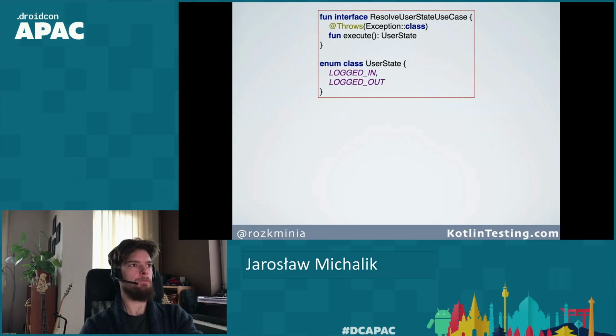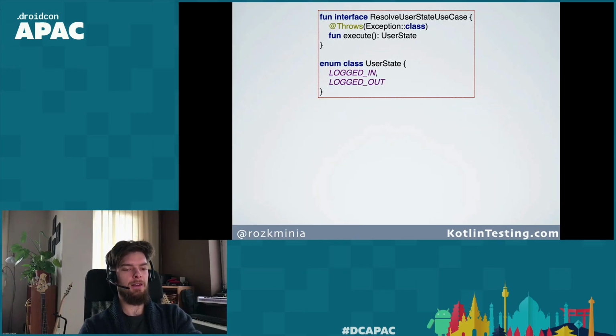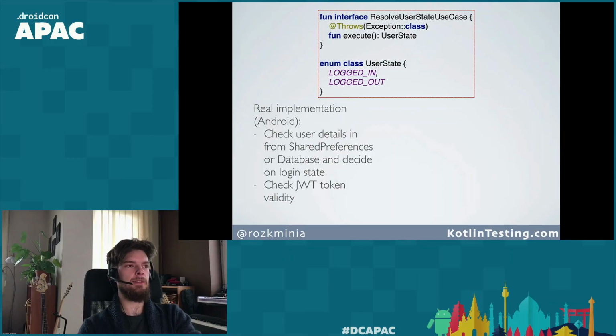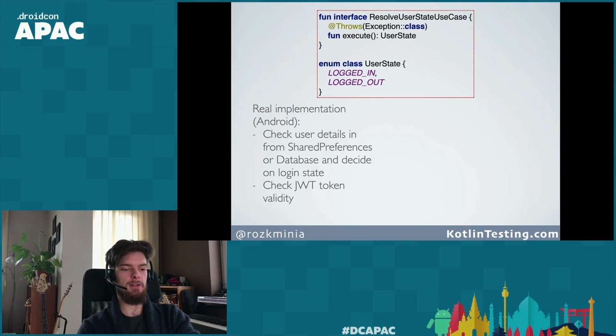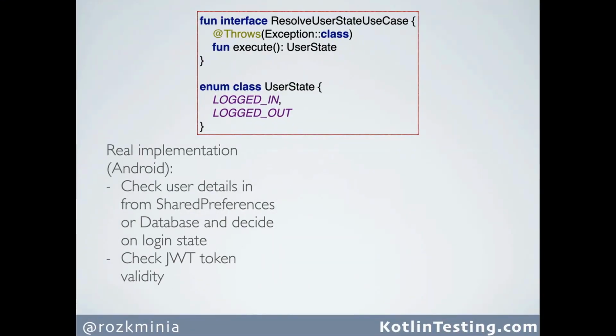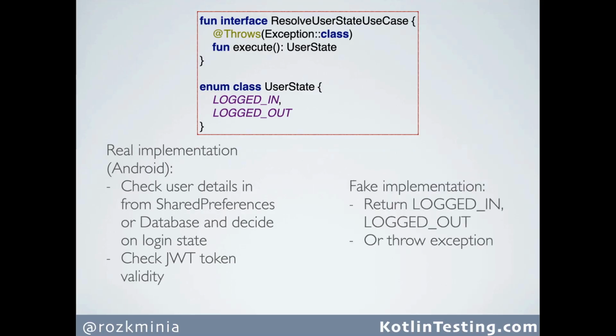Okay, next dependency, the use case. This class would check user existence in the local database or simply check token validity, then reduce that information to an enum class indicating if the user is logged in or logged out. And in our fake implementation, we will just return given enum values or throw an exception to simulate real system behavior.